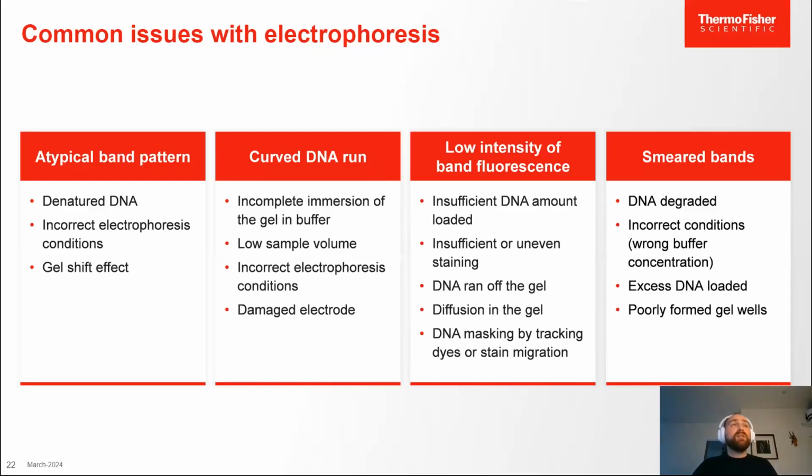Then we have diffusion in the gel. If you have forgotten about the gel for a long time after you ran it, you can come back and it will have very diffused bands. And then we have the DNA masking by tracking dyes or stain migration. So this is very similar to what I mentioned before. And then we have smeared bands. So we have DNA degraded, incorrect conditions, so wrong buffer concentration per se. Excess DNA loaded, so when you overload your gel, it will not separate properly and it will just have a smear. And then we have poorly formed wells, which can also cause migration issues and smearing of the bands.